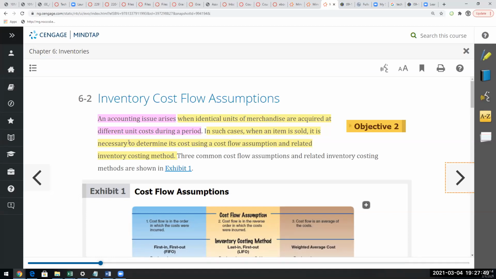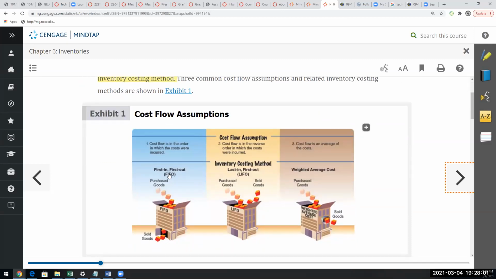So when the item is sold, it's necessary to determine its cost using a cost flow assumption and the related inventory costing method. So what we have here is this really cool graphic. So here's my cost flow assumption. And so there's 3 things that you can look at. The cost flow could be viewed or seen as in the order in which the costs were incurred. Right? So in other words, whatever you got first is the stuff that, in the order. So that's the first stuff that you sold, maybe.